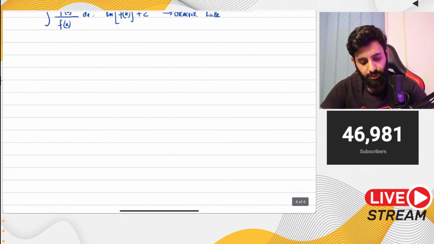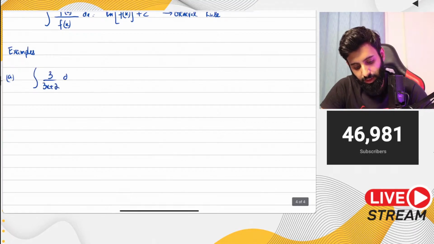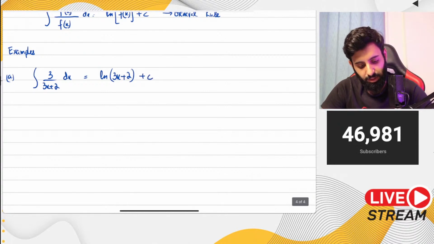So let's do a few simpler examples. Let's say you have 3 upon 3x plus 2. If you look at the numerator, you can see it's already the differential of the denominator, so you don't have to worry about a thing. Just write ln of the denominator and then put a plus c, and that's it, we're done.